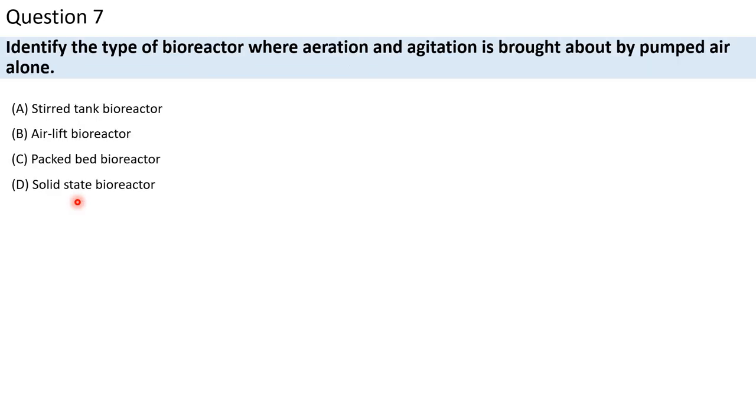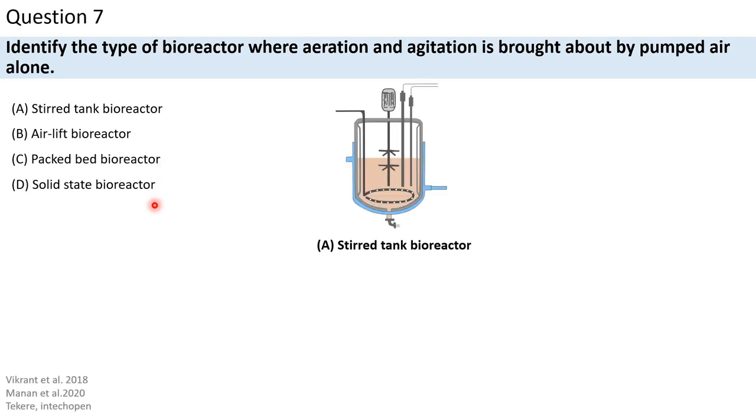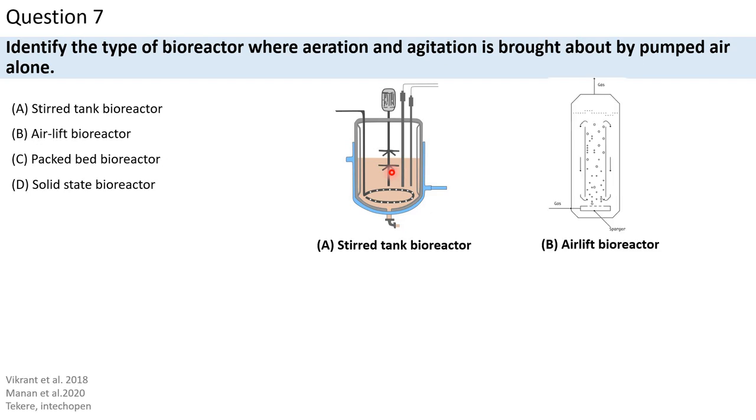Moving to question 7, identify the type of bioreactor where aeration and agitation are brought about by pumped air alone. The options given are stirred tank bioreactor, airlift bioreactor, packed bed bioreactor, solid state bioreactor. We'll just see each one. In a stirred tank bioreactor, the aeration is given by the sparger and the agitation is brought about by the agitator or the impeller. For both there are two separate parts fixed in the bioreactor. So A is not the right option.